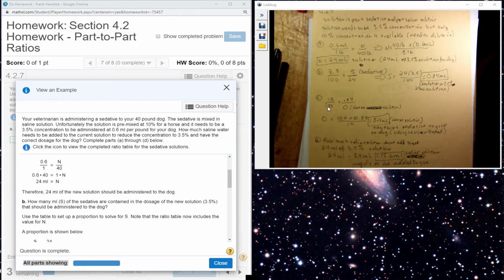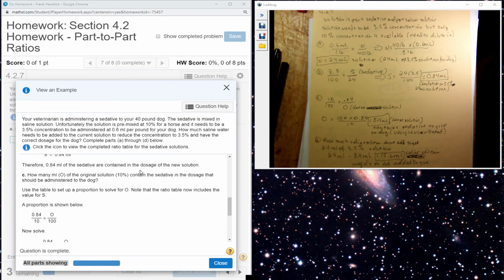So in a horse solution, which is 10% concentration, how many mils contain 0.84 mils of sedative? How many mils of the horse concentration contain the sedative that the dog's going to need? So we have here a 10% solution. So the horse concentration here, how much of the 10% medication contains 0.84 for the dog? So we can cross multiply and divide. We find that 8.4 mils of the horse solution contain enough sedative to give to the dog.